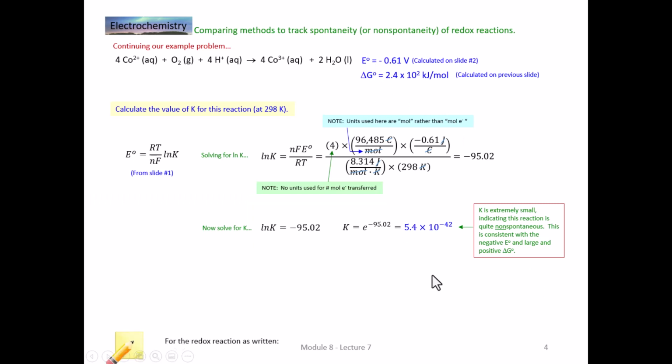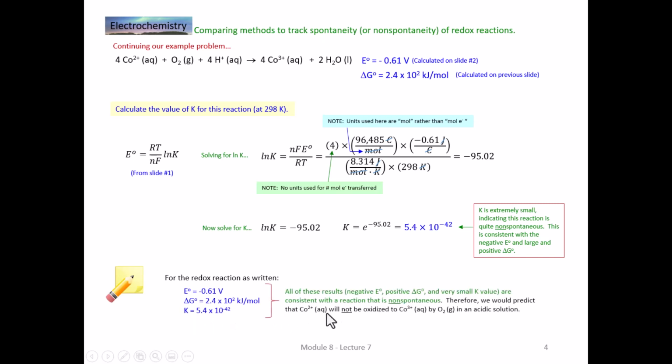So if we summarize here, we'd say that for this redox reaction as written from left to right, the E0 is negative, delta G is positive, K is ridiculously small. All of these are consistent with a reaction that is non-spontaneous. So as we've said before, we would predict that cobalt-2 will not be oxidized to cobalt-3 by oxygen in an acidic solution.